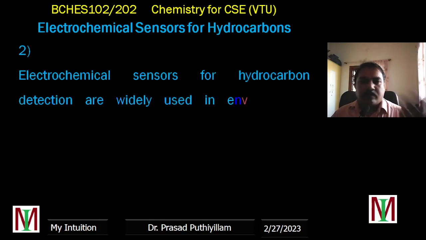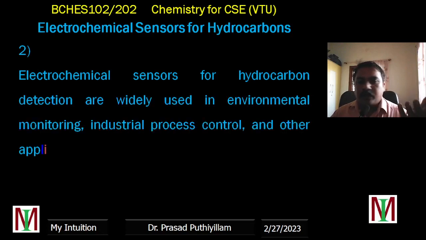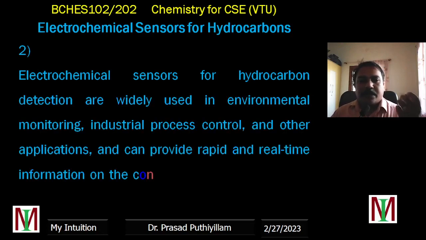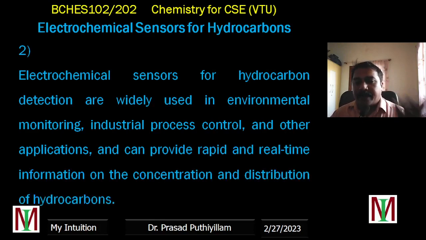Electrochemical sensors for hydrocarbon detection are widely used in environmental monitoring, industrial process control, and other applications, and can provide rapid and real-time information on the concentration and distribution of hydrocarbons. In normal environmental monitoring, especially in industrial environments, there is always a hazard. Not only in the environment, but in places with a larger human population, we should keep monitoring whether any hazardous materials are released to the environment.